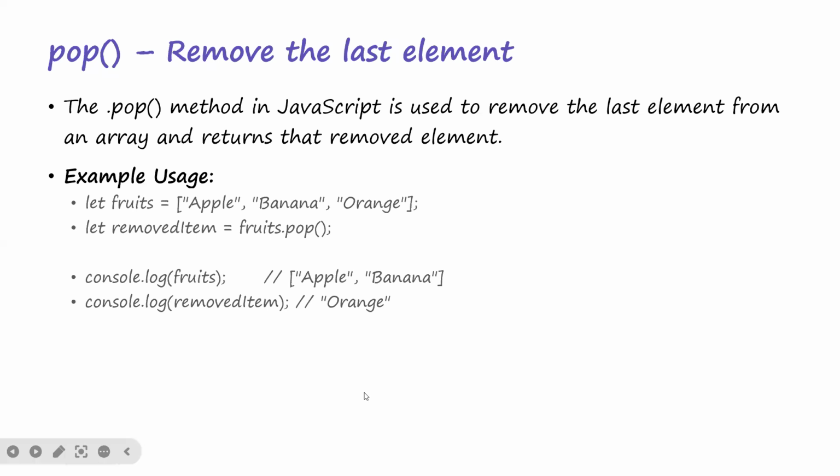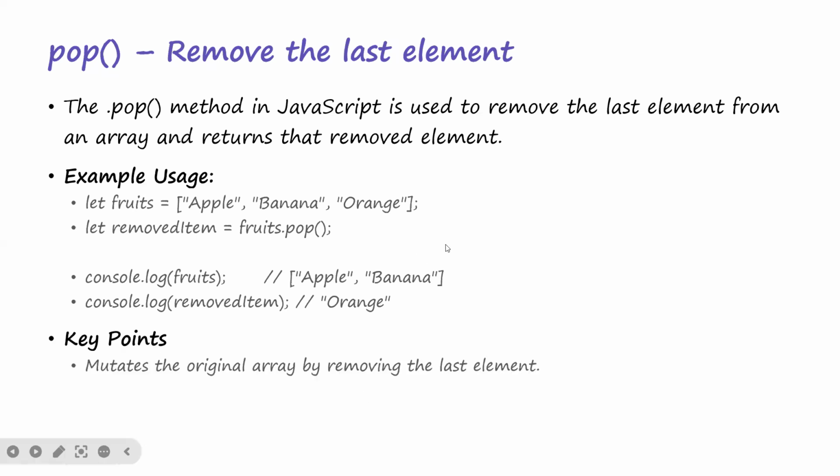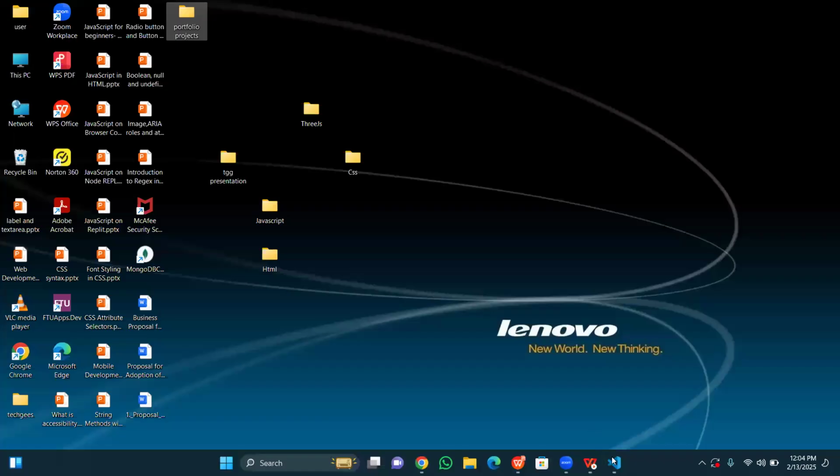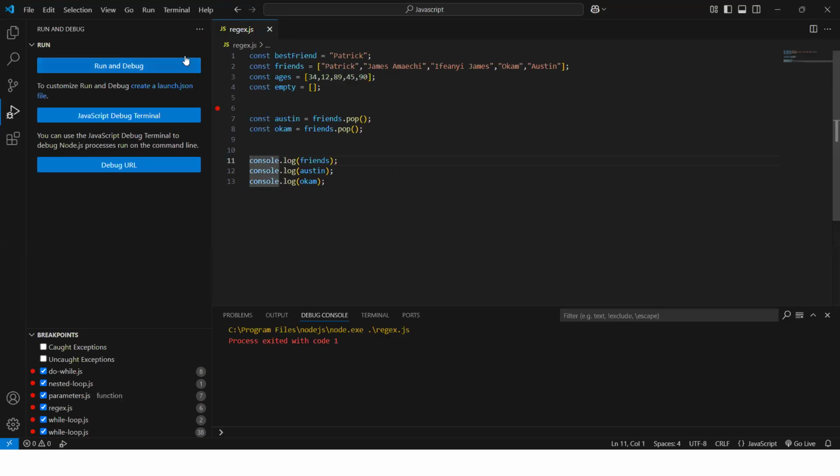Now a couple of things we need to know about the pop method. It also mutates the original array by removing the last element. You can see whenever we called it, the array was no longer the same as it used to be before we called that method. It also returns the removed element. If the array is empty, it will return undefined. Let's take a look at it.